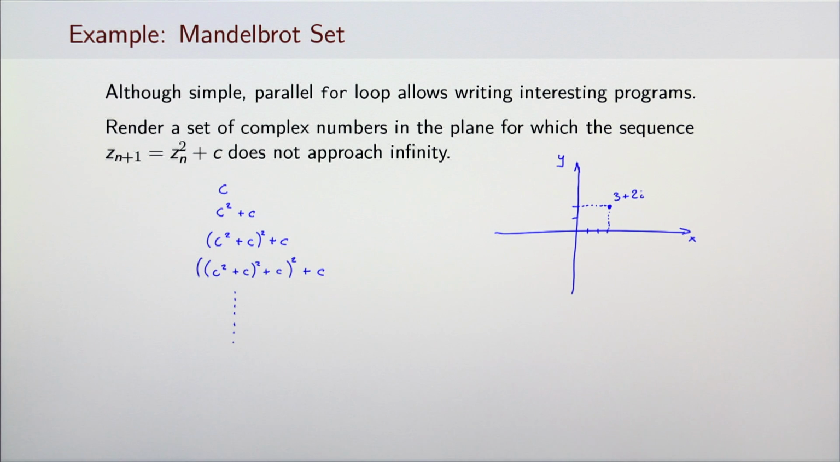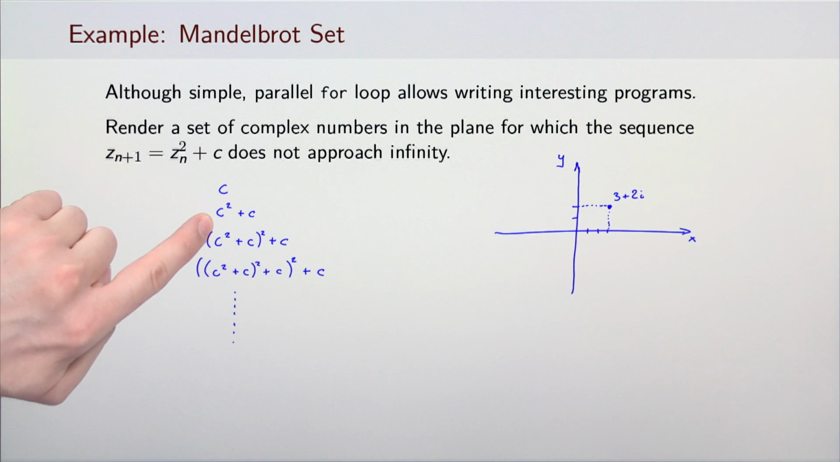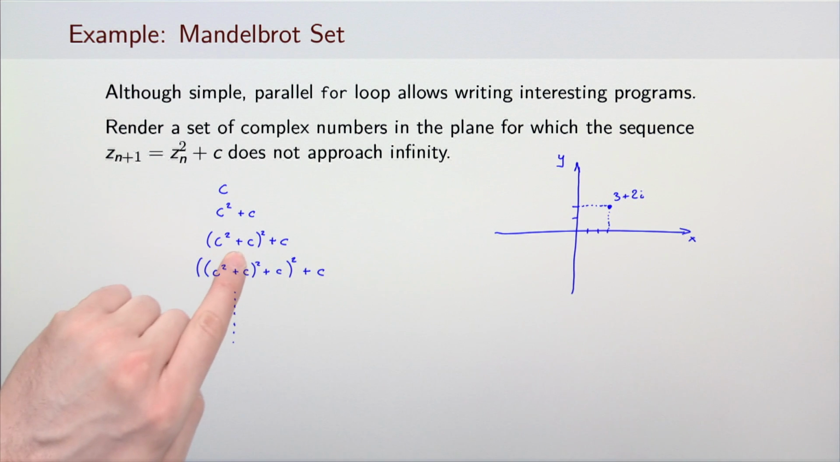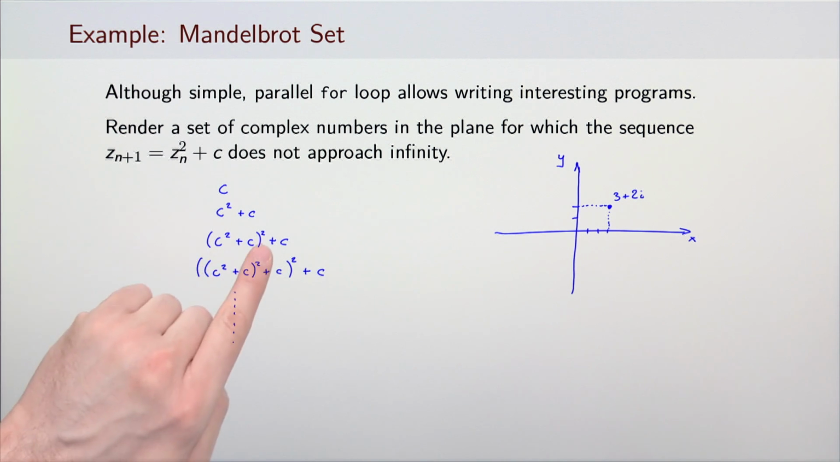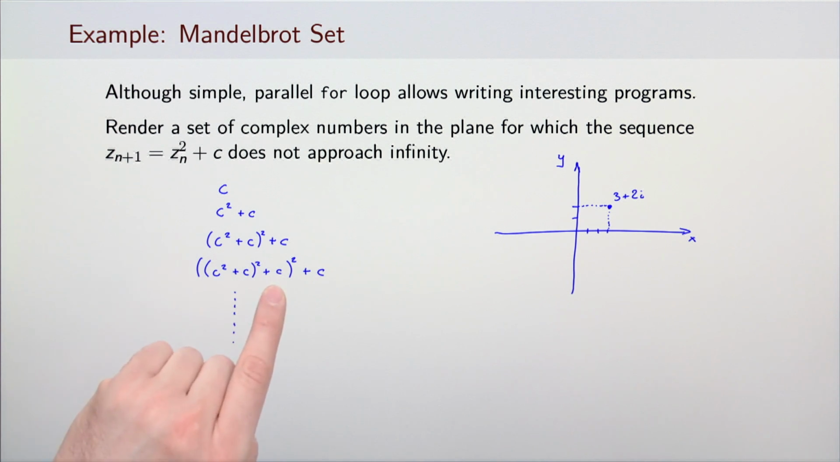Let's observe this sequence. We start with a complex number, then in the next step we compute the square of that complex number and add c. Then in the next step we take the entire expression from the previous step, compute its square and add c, and then we do it again. We take the entire expression, square it and add c, and so on. This will give us a sequence of complex numbers. If the complex numbers in this sequence with their absolute value do not approach infinity, we consider the number a part of the Mandelbrot set.